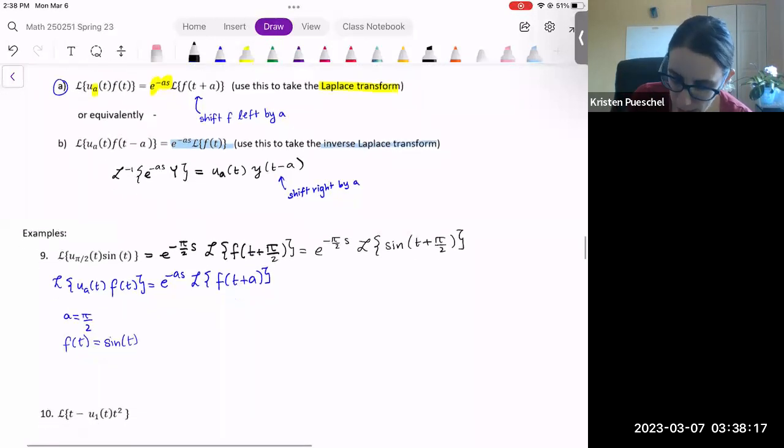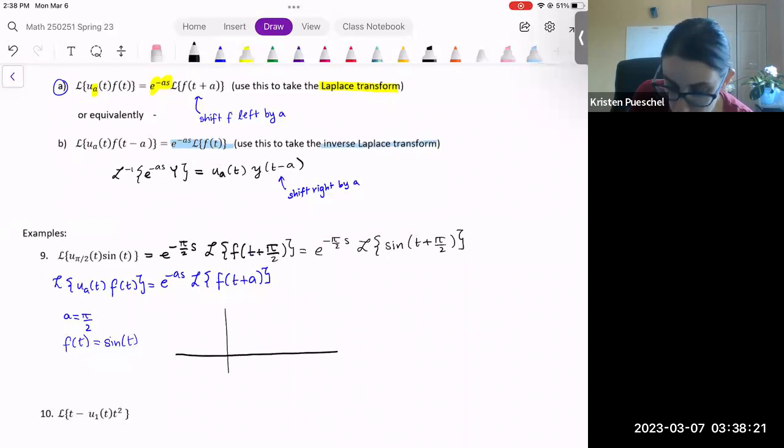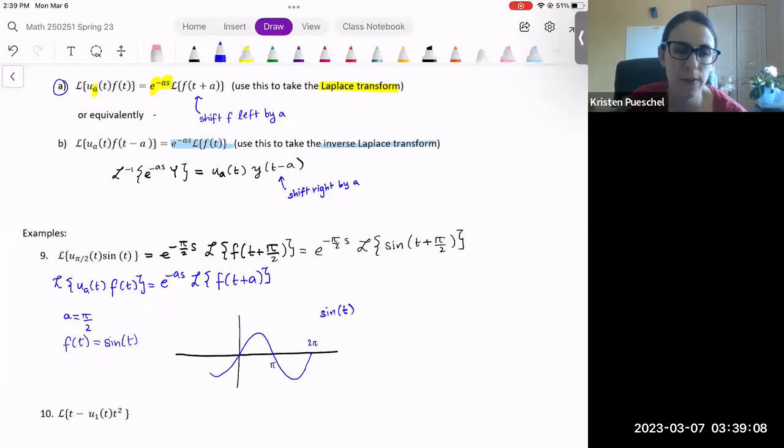Let's take a look at a sketch of this. We're going to just start with the graph of sine of t. I'm going to sketch that up for you, one moment. Okay, so we start with this graph of sine of t, and then we want to shift everything left by pi over 2. So when we see plus here, that means left. Okay, so all of our graph is going to just scoot to the left by pi over 2.